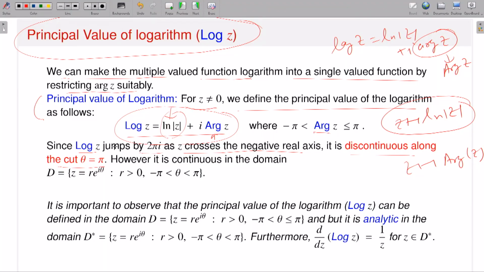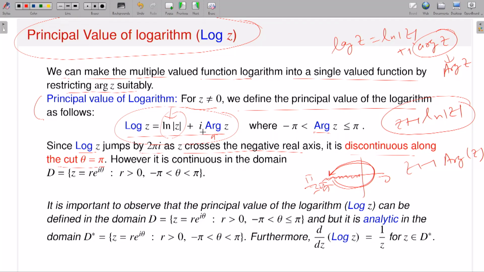So since small arg of z, if you remember, has an argument from minus pi to pi. So this is minus pi, this is 0 to pi, this is minus pi. So if I start from here and come back here, as long as this portion is not there, my principal argument is very nice. It is a continuous function. But the moment I cross my negative real axis, it jumps. It jumps by 2 pi i. That means you lose the continuity.